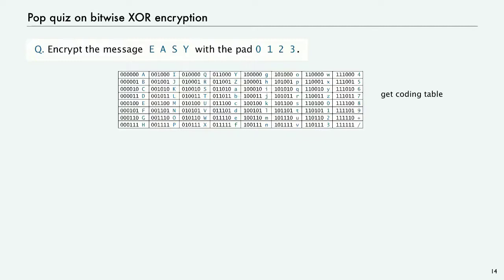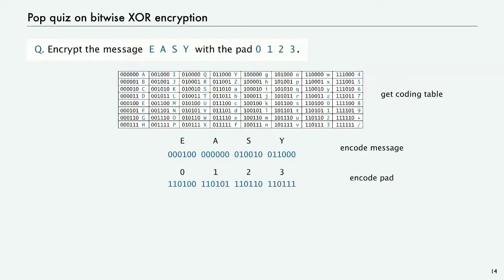That's not random, but the process works for any pad at all. So the process is to take our message and use the coding table to encode each character into 6 bits. Same thing with the pad, encode it in 6 bits. And then do an exclusive OR to do the encryption, 1 bit at a time, bitwise exclusive OR.